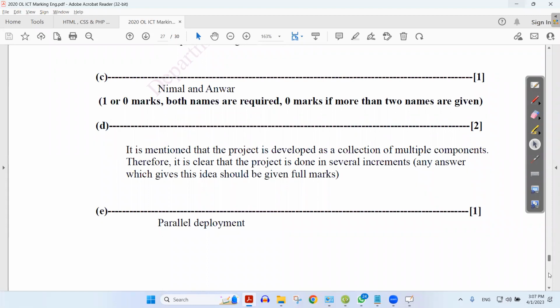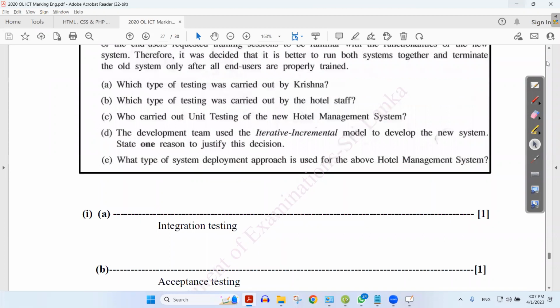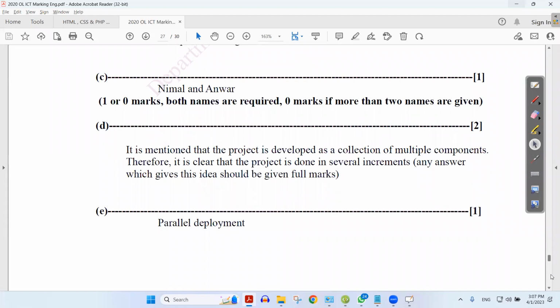And part C that they are asking is, what was the question? Who carried out unit testing of the new hotel management system? Now, unit testing means it should test individual components. So individual testing is done by the programmers. So the programmers were Anil and Anu. Sorry, Nimal and Anu. Right? So 1 mark for that.